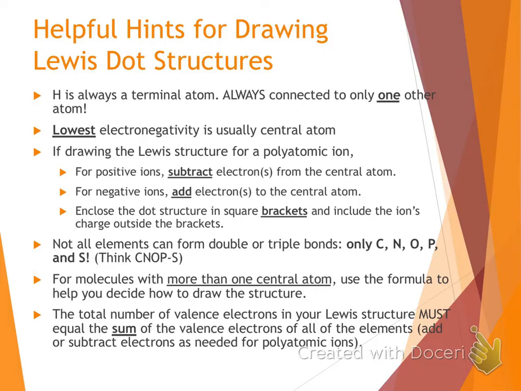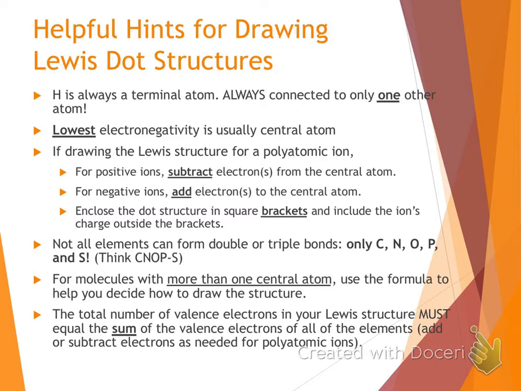We'll also need to draw Lewis structures for polyatomic ions. Polyatomic ions are a group of atoms that are covalently bonded together, and that whole group has lost or gained electrons, so it has a charge. We are going to take away or add electrons to the central atom. So positive ions have lost electrons. We're going to take those electrons away from our central atom. Negative ions have gained electrons, so we're going to add those on to the central atom. Once we have our Lewis structure, we're going to close it up in some square brackets and put the charge of that ion on the outside.